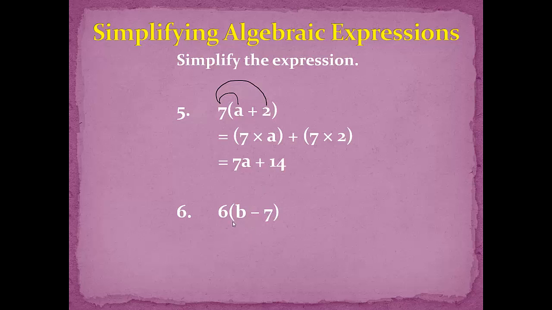I have 6 times the quantity b minus 7. Again, I'm going to do 6 times b, and I'll do 6 times 7. So I have that this equals the quantity 6 times b minus the quantity 6 times 7. 6 times b is 6b, and 6 times 7 is 42. So I have that this equals 6b minus 42.